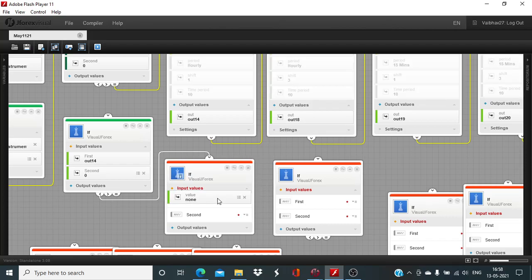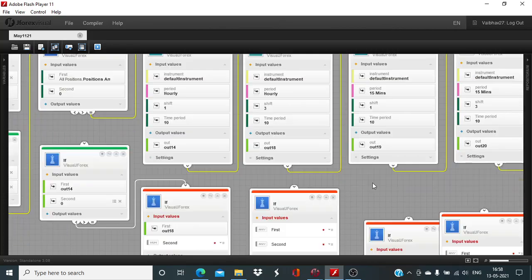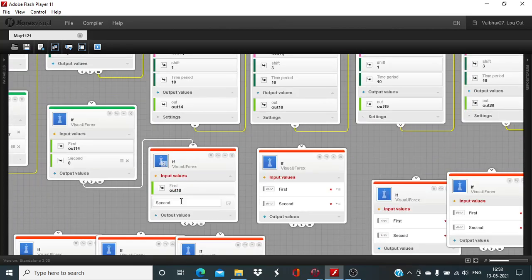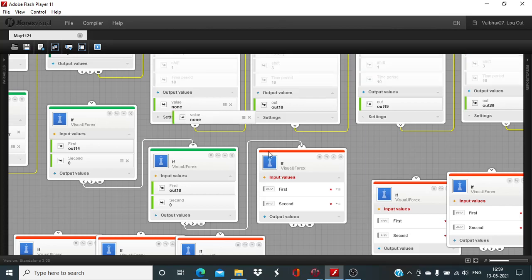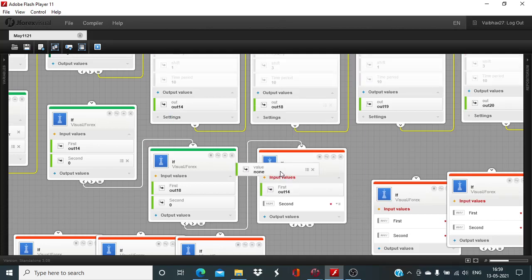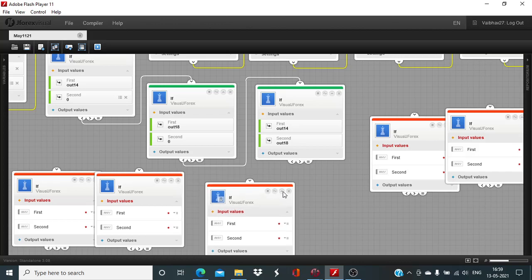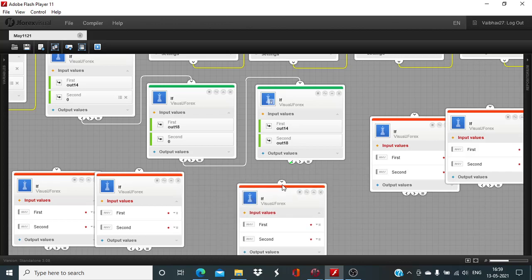And also the momentum output 3 hours back, that value should also be below 0. So again, first input less than second input, and the last hour momentum output should be less than the output 3 hours back. So here again we need first input less than second input.